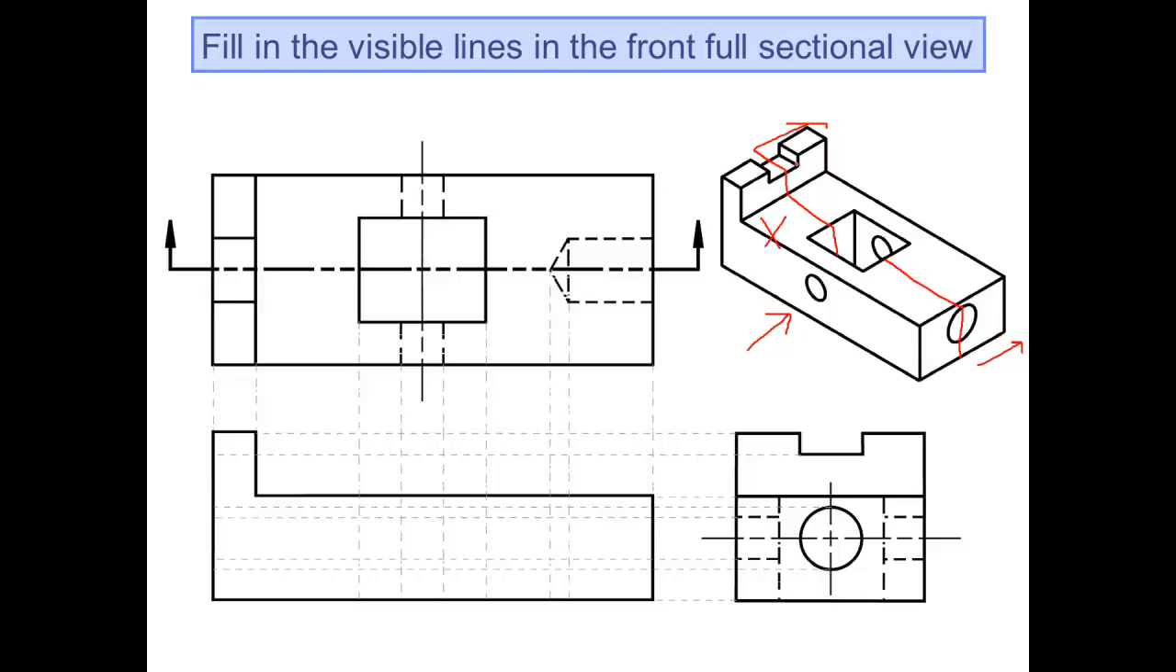So remember the four steps that we covered before? Visible lines, hidden lines, center marks. Well, now we don't really have hidden lines. So we're still going to follow the exact same steps, but we don't have hidden lines. So we're going to go through it and try to outline. So we have this small square here. So we're going to go ahead and do that.